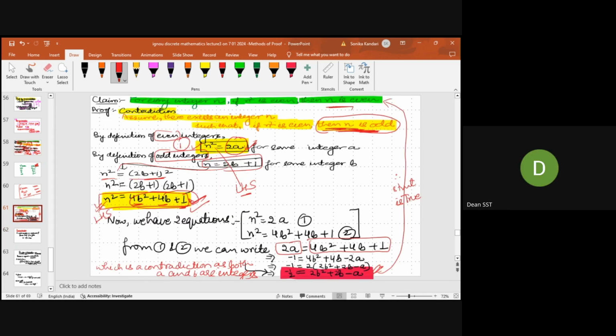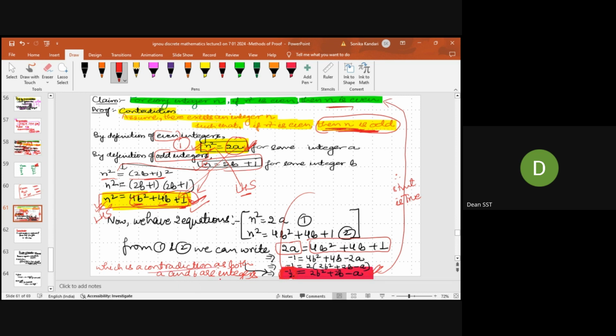We have written for even integers that n square is equal to 2a. We have written for odd integers that n is equal to 2b plus 1. Then we have taken the square. In both highlighted equations, as our left hand side was equal, that is n square, we have equated this. Fine. Right hand side. And finally, what we got? We got minus 1 by 2. So minus 1 by 2 does not represent an integer, which is a contradiction.